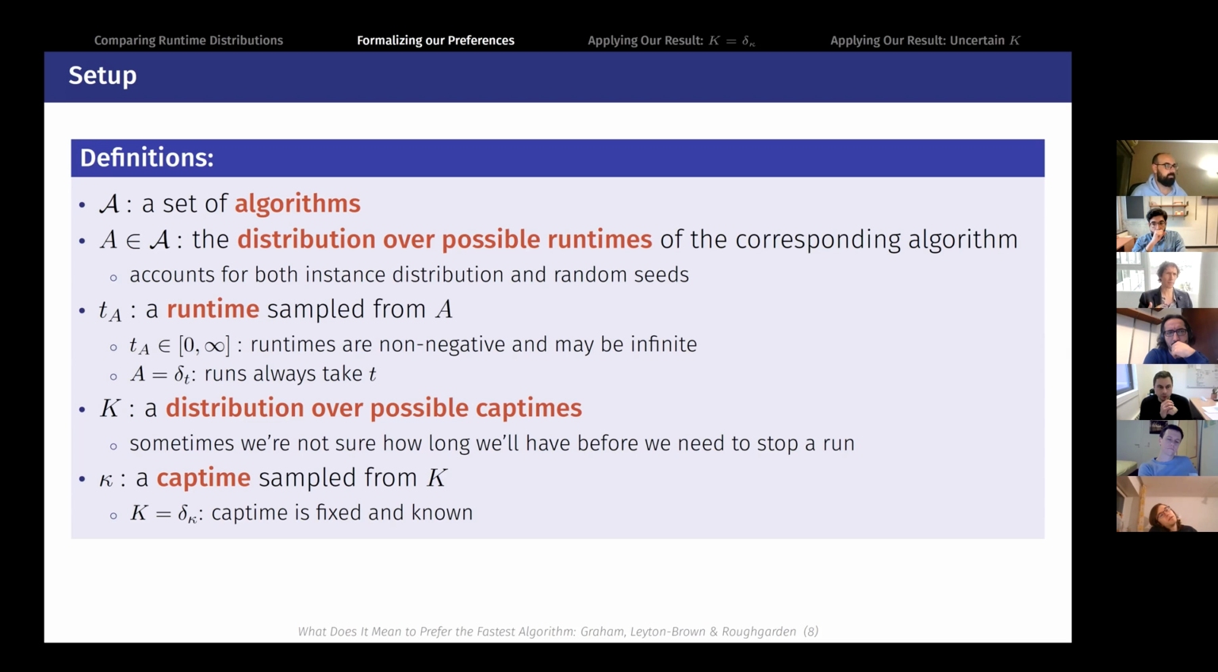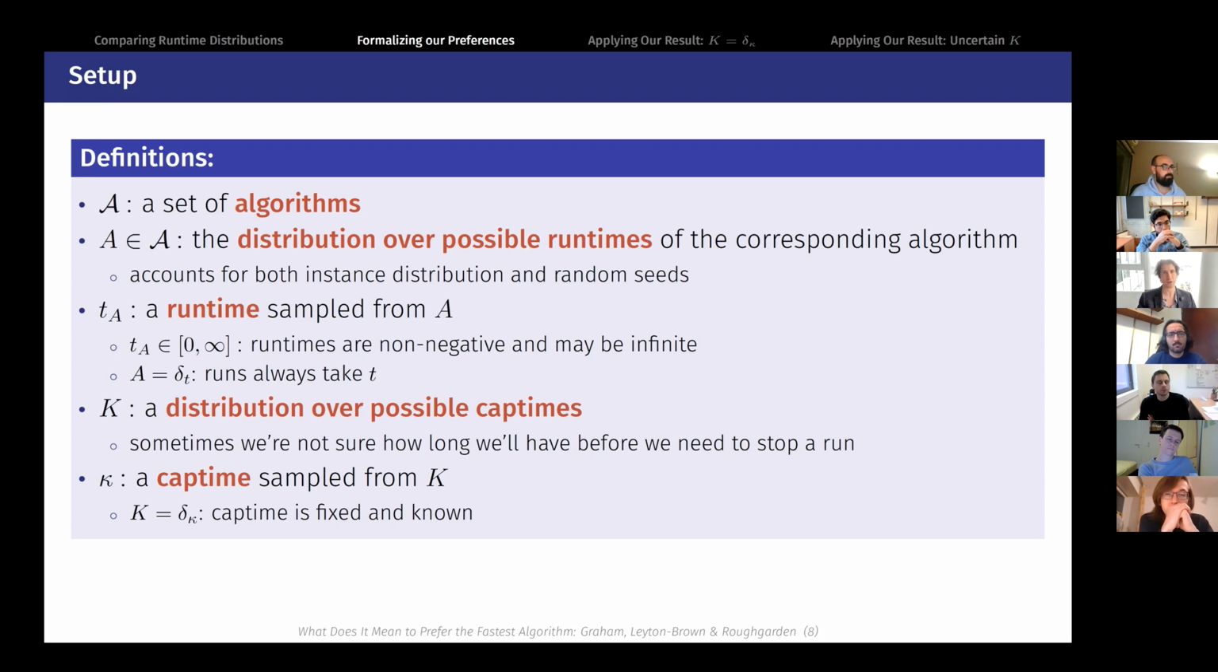So notationally, I'm going to use a little t sub A to denote a runtime sampled from A. And these runtimes are, of course, going to always be non-negative. I'm going to allow them to be infinite. And I'm going to use Dirac delta notation to speak about the deterministic case. So I'll say the algorithm's runtime distribution is equal to delta t in the deterministic case where runs always take t. So just notationally, you'll see these deltas a lot.